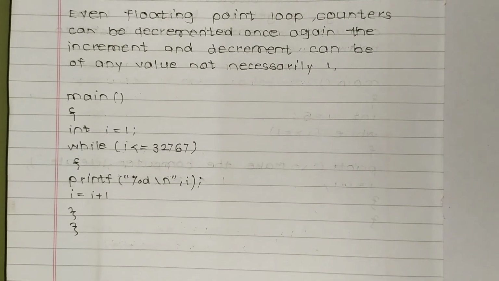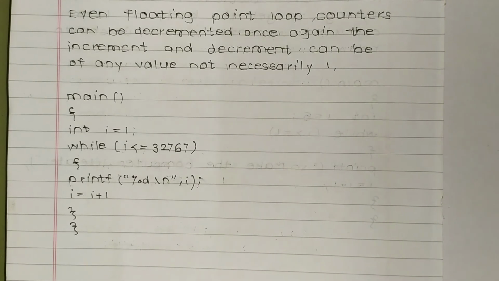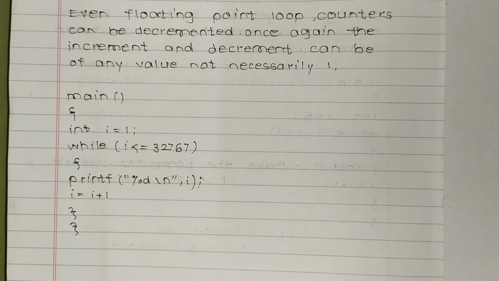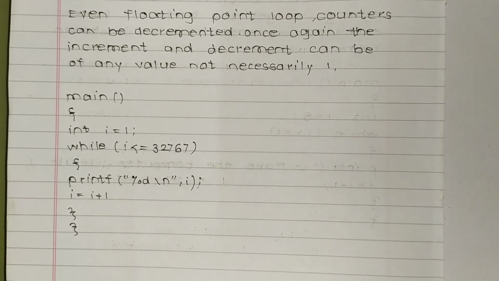Even floating point loop counters can be decremented. Once again, the increment and decrement can be of any value, not necessarily 1. So increment or decrement is not necessarily by 1.